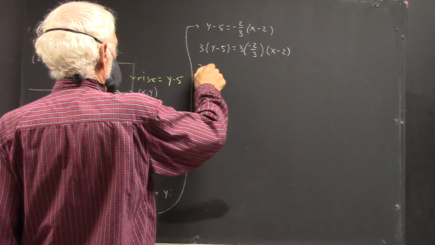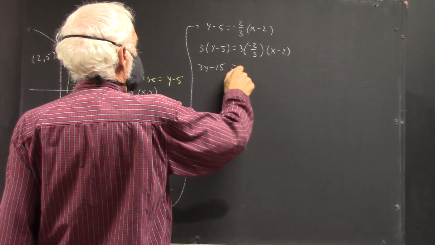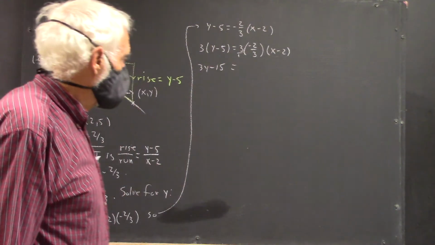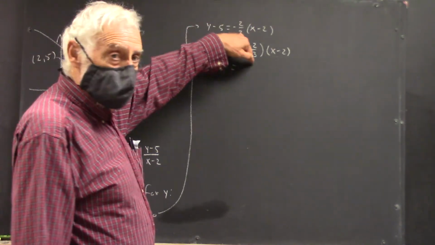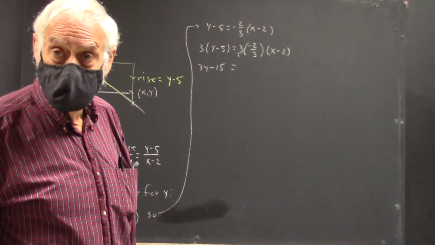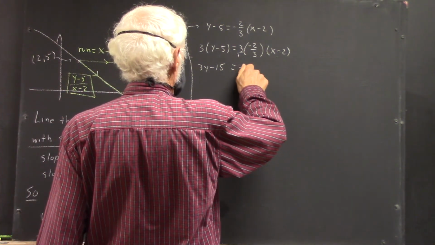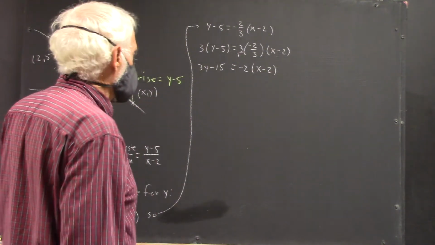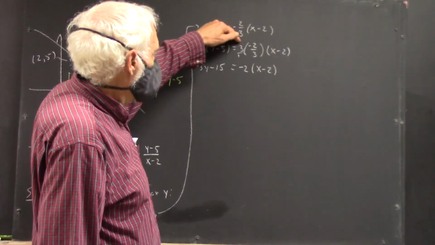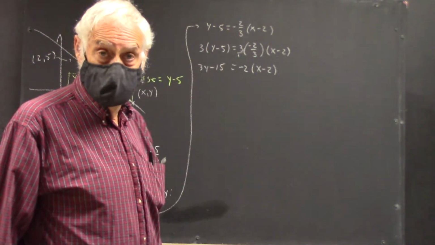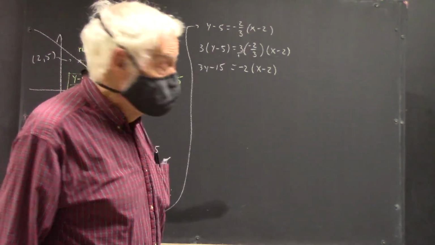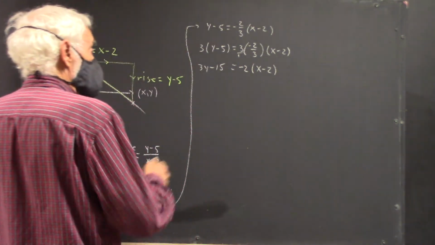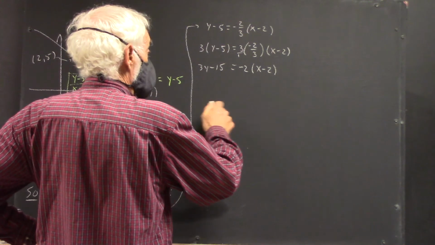Well, the left side is 3y minus 15. 3 times negative 2/3, well, that's 3 over 1 times negative 2/3. It's negative 6 over 3, which is negative 2, right? Alternatively, you could rearrange this as 3 over 3 times negative 2 over 1. You get the same result. And then 3 over 3 is just 1, and you end up with negative 2.